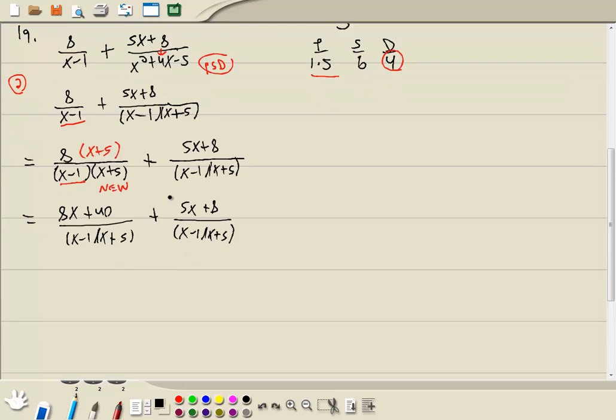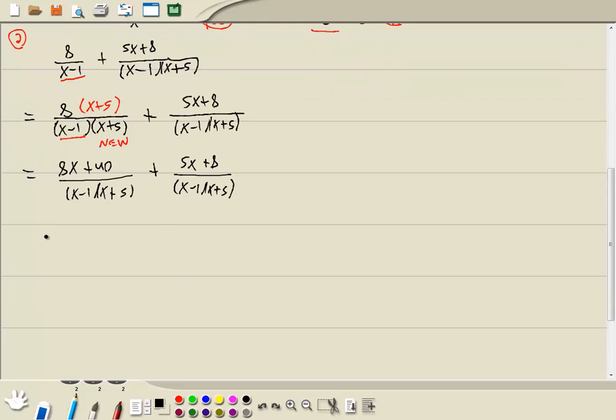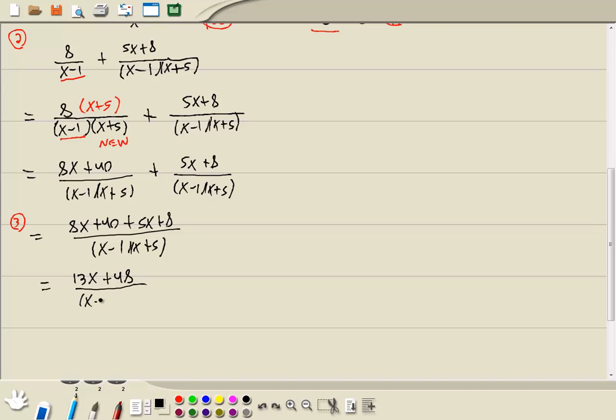Now that they have the same denominator, I can add or subtract the top parts. In this case, add. So we've got 8x plus 40 plus 5x plus 8 over x minus 1, x plus 5. That was step 3, by the way. Which gives us 8x plus 5x is 13x, 40 plus 8 is 48, over x minus 1, x plus 5. And that would be our answer.